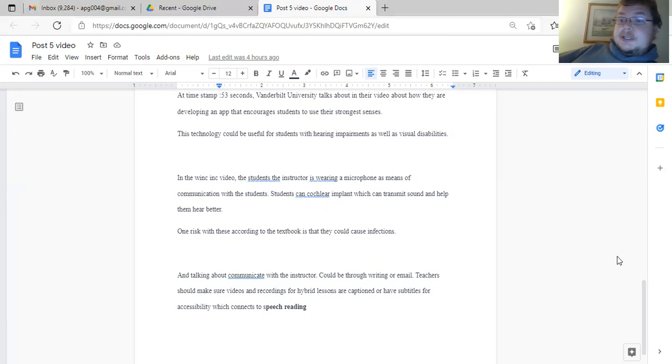Students may also be able to wear cochlear implants, which have to be medically inserted. Cochlear implants can make it possible for students who can't hear to hear. It stimulates nerves in the ears, transmits sound, and makes it possible for them to hear. So it's really cool. Cochlear implants could be a good option.